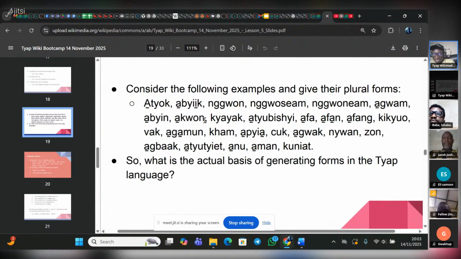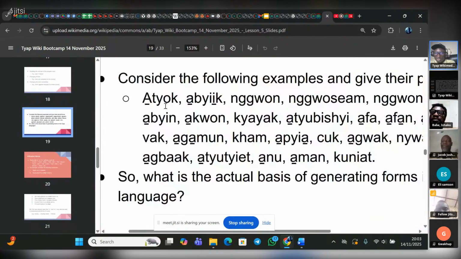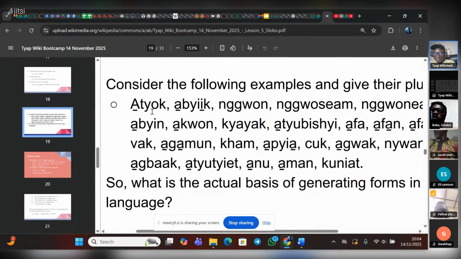So, who would actually volunteer to give us the plural forms of these words? You can pronounce the singular and then give us the plural. Let me try. Okay, Jim. Can you please give us the singular word and then the plural with the definite article? The first is Otiogu. The plural form is Otiogba.